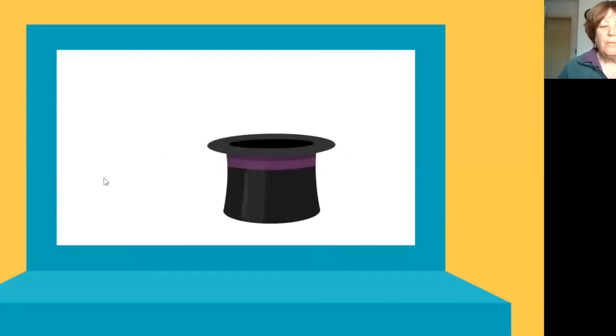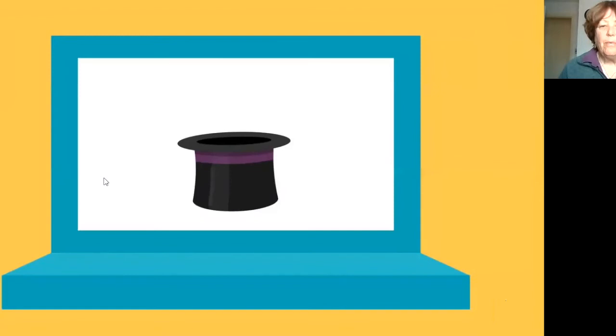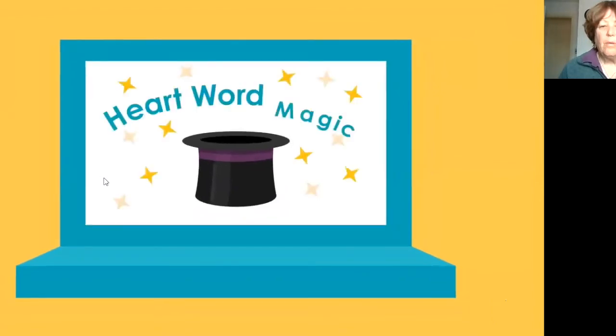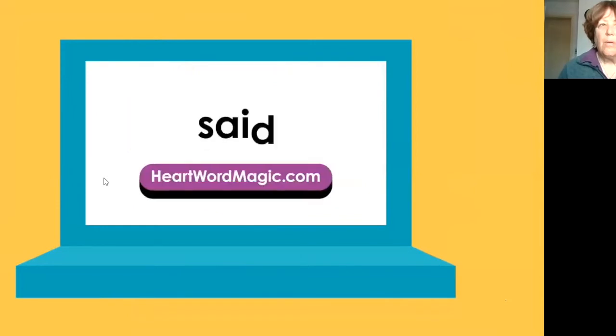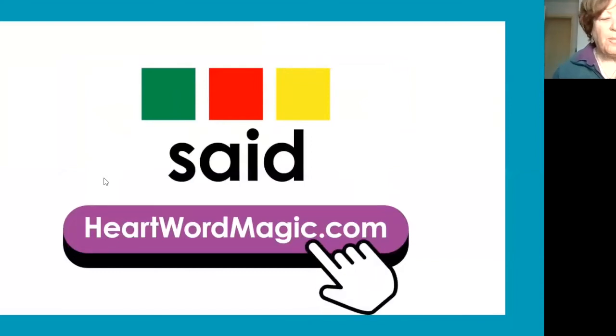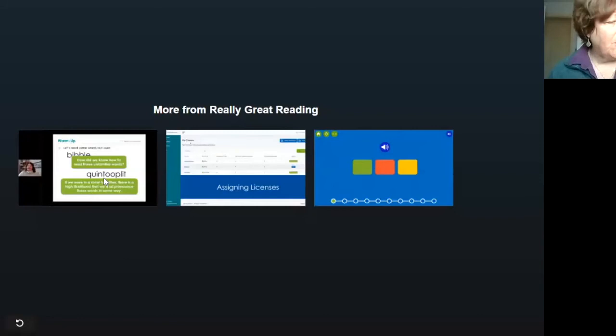Really Great Reading's developing a free tool that will help children quickly build tricky heart words into their sight word memories. It's called Heart Word Magic. Heart Word Magic will leverage students' phonemic awareness and phonics knowledge to make learning high-frequency words fun and effective. To see an example using the word said, click here. Okay, I'm going to do the example of the because that's one of our sight words in Dot and Dan.